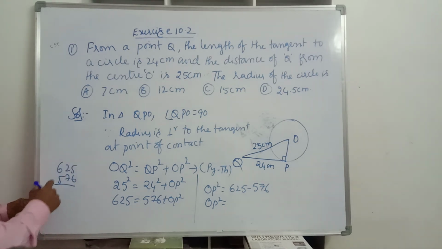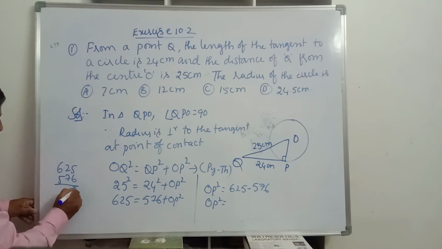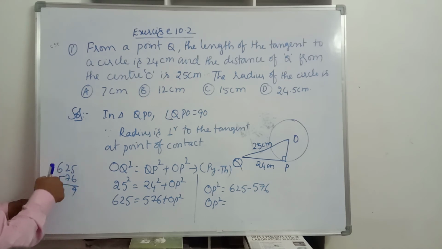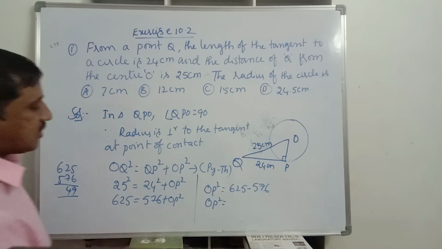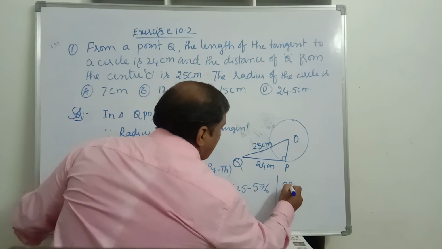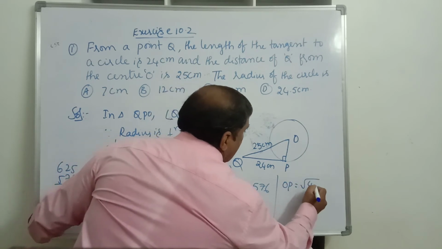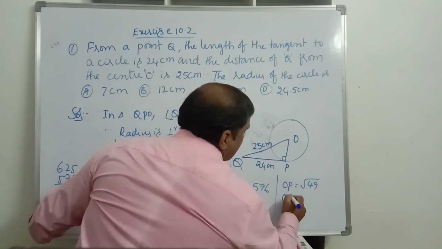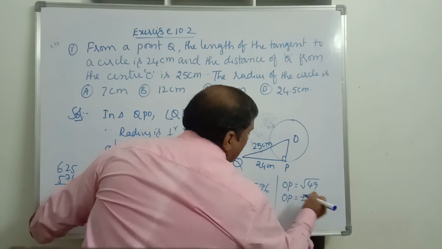Subtract those two, 625 minus 576. So go for borrowing. 15 minus 6 is 9. Then 1 will be there, 11. 11 minus 7 is 4. And 5 minus 5 is 0. So how much did we get? 49. Now OP is equal to square root of 49. That is OP is equal to plus or minus 7.